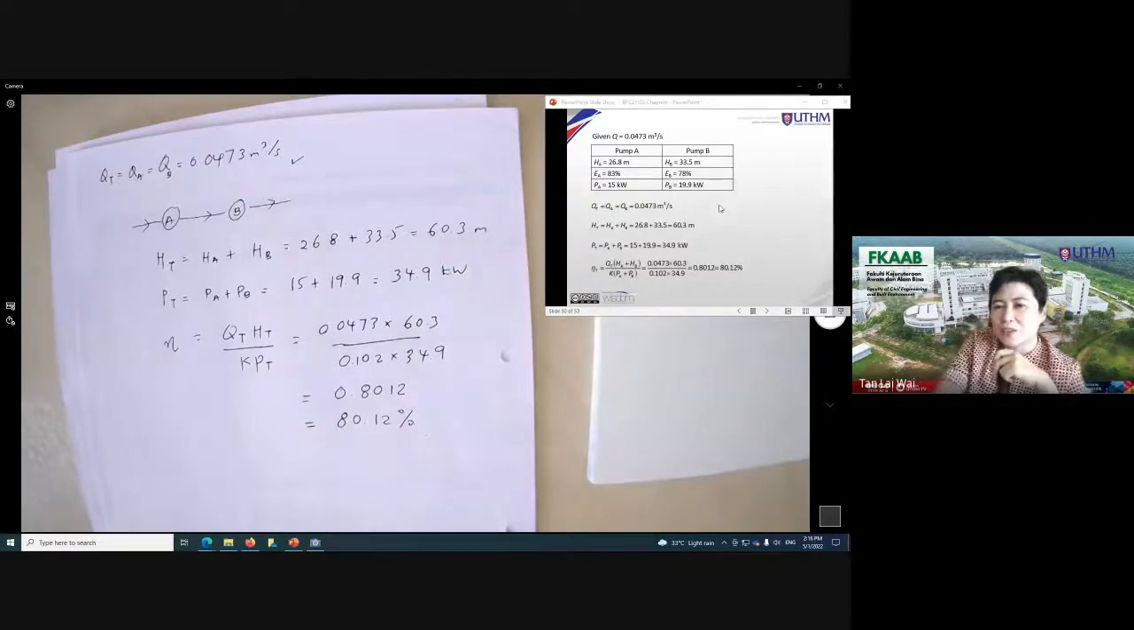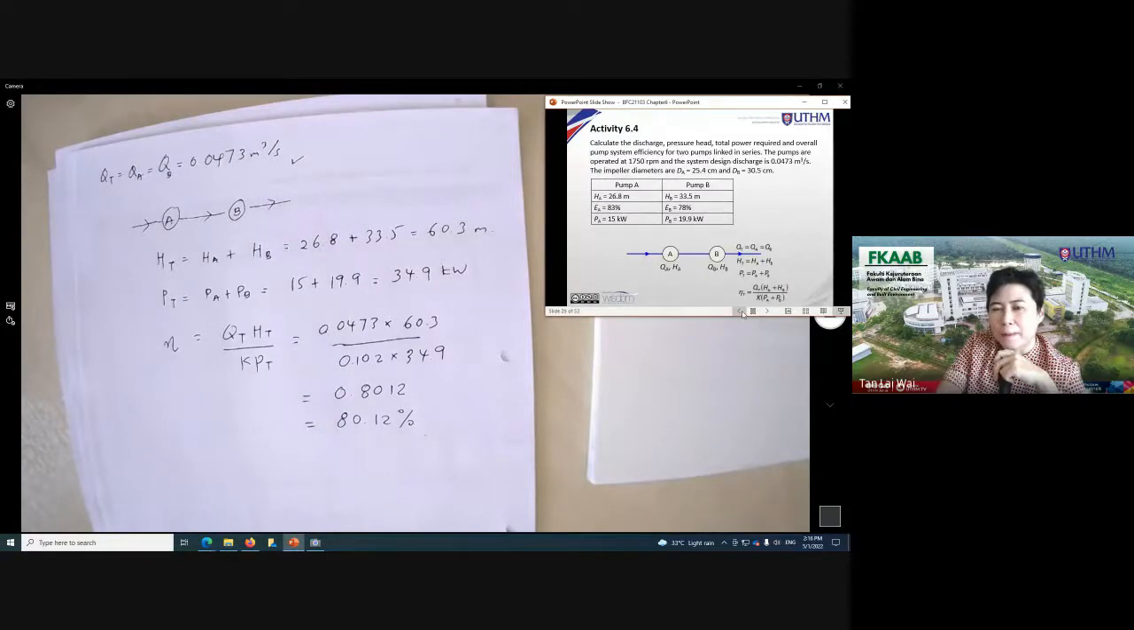Sometimes, if you look at this question, it gives you a lot of information. Here we put E, which is actually the same notation as this eta. It also gives you a lot more information, for example, the diameter and also the speed, which you do not necessarily need to use.